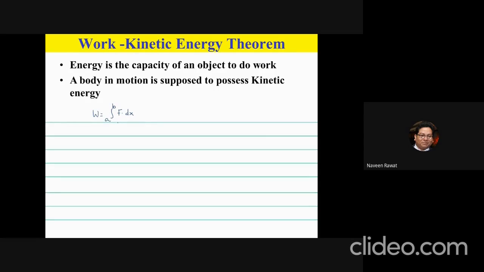Okay, now when I want to equate it to energy, I have to remember energy is something different, right? Energy is the capacity of an object to do work. Okay, so any body that is in motion, right, it will possess some kinetic energy, and the work energy theorem relates these two concepts. Okay, so we know from Newton's laws that F is equal to ma, right? Or you can write it as m dv by dt.